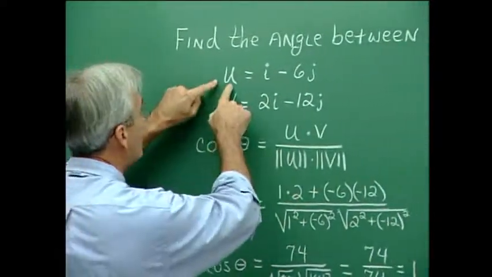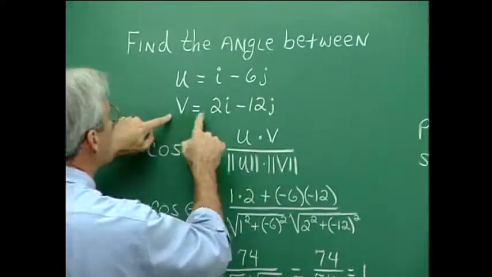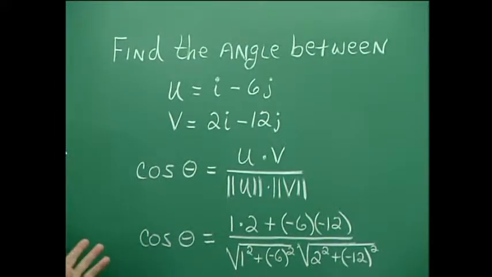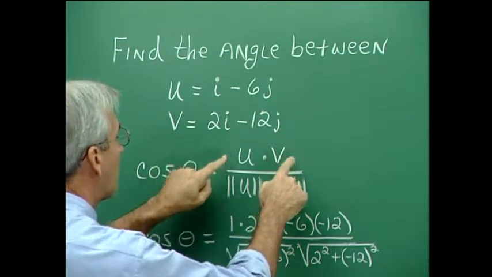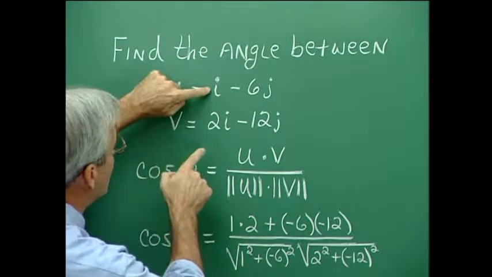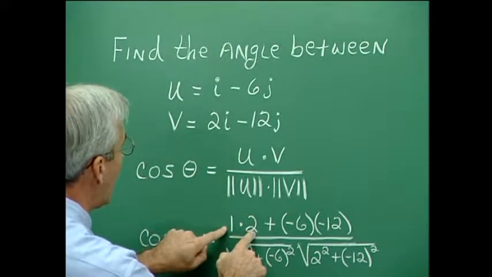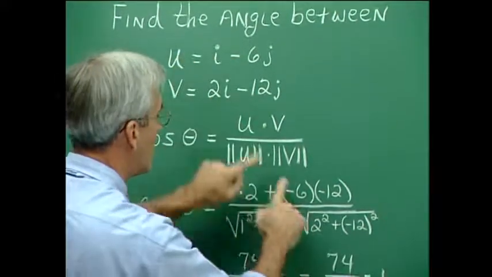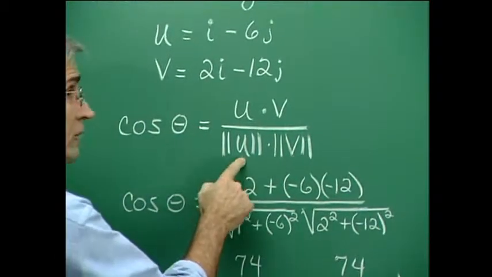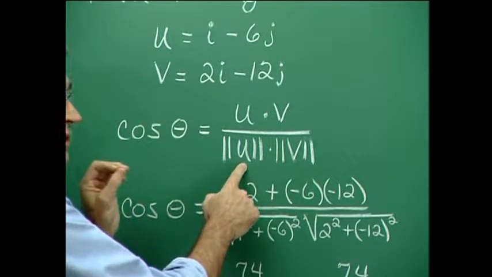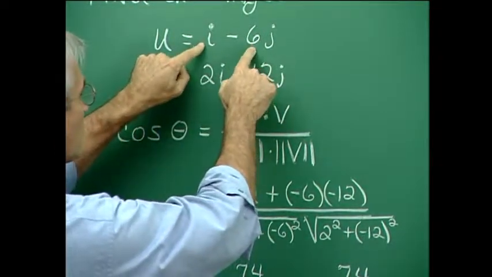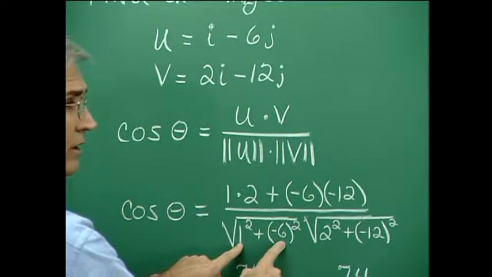If u is i - 6j and v is 2i - 12j, then we apply our formula in the way that we did before. It's the dot product over the product of magnitudes. And for the dot product now, it's understood: 1 times 2, plus negative 6 times negative 12. And in the denominator, for the magnitude of u, it's the square root of the sum of the squares of the components, and the components are 1 and negative 6. So it's 1 squared plus negative 6 squared under the radical.